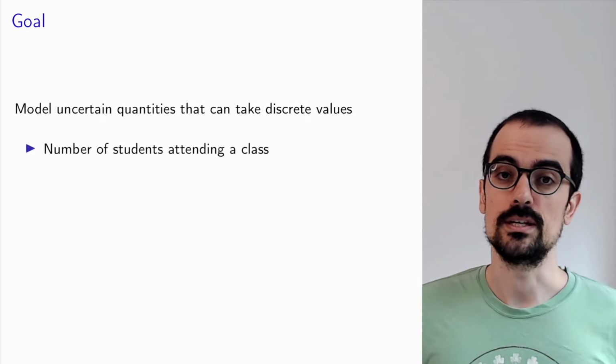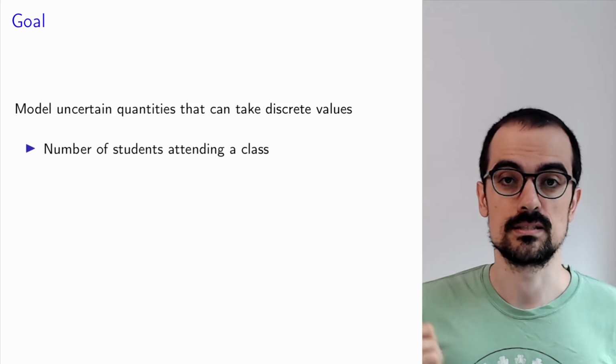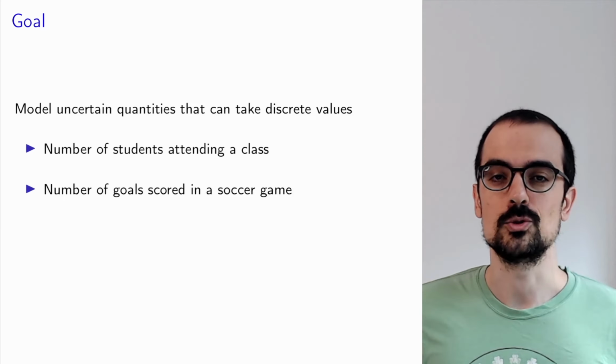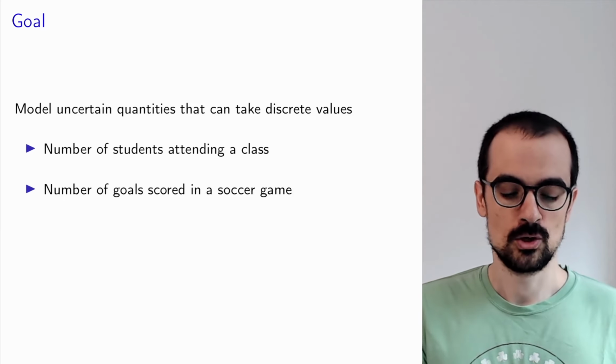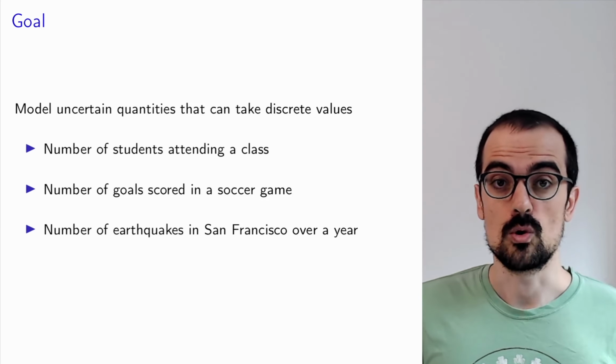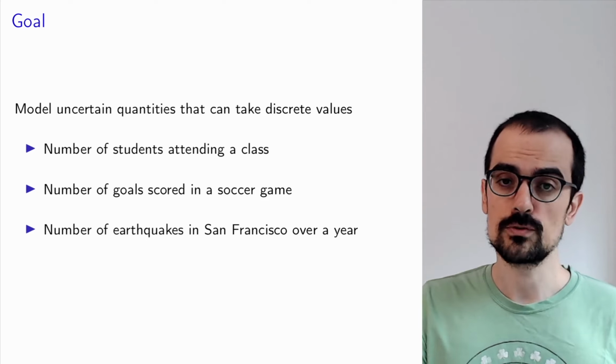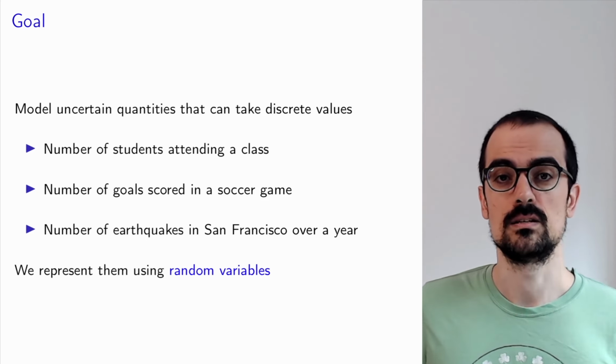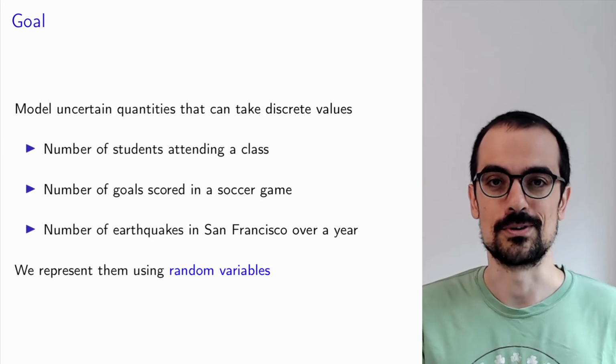Some examples could include you want to model the number of students that are going to attend the class, or the number of goals that are going to be scored in a soccer game, or the number of earthquakes that are going to occur in San Francisco over a year. All of those quantities are discrete. We represent them as random variables, in particular discrete random variables.